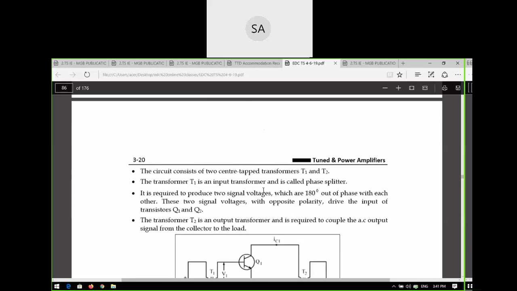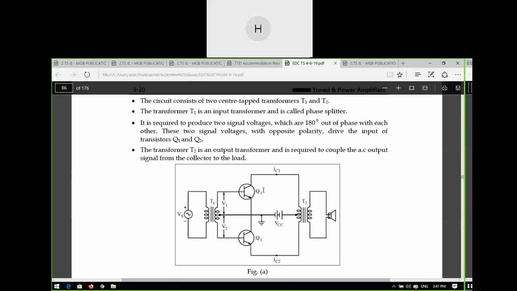Yes, sir. So what is the class B push pull power amplifier? Tell me.